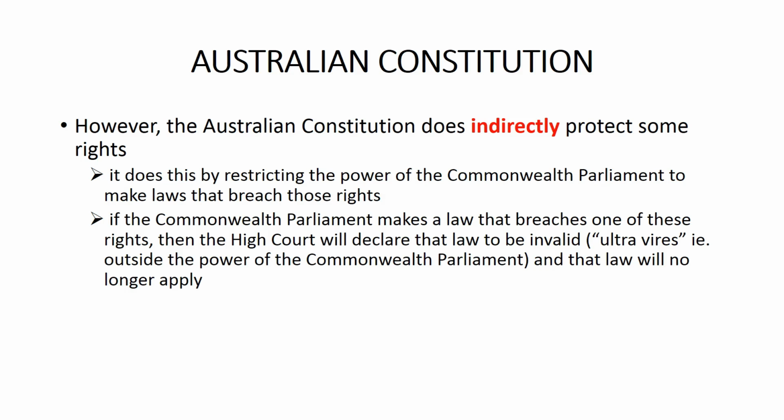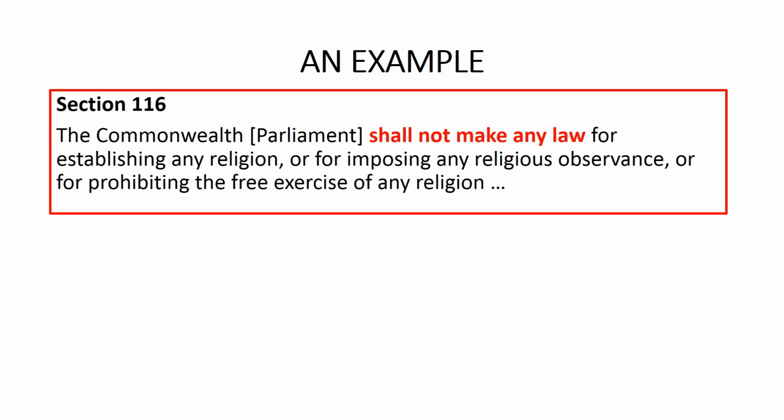It ceases to exist. Let me try to explain this distinction between a Bill of Rights and our Australian Constitution by looking at a specific example. The example that I've chosen is section 116 of the Australian Constitution, which says that the Commonwealth Parliament shall not make any law for establishing any religion, or for imposing any religious observance, or for prohibiting the free exercise of any religion. In shorthand, we would say that section 116 sets out a right to freedom of religion.